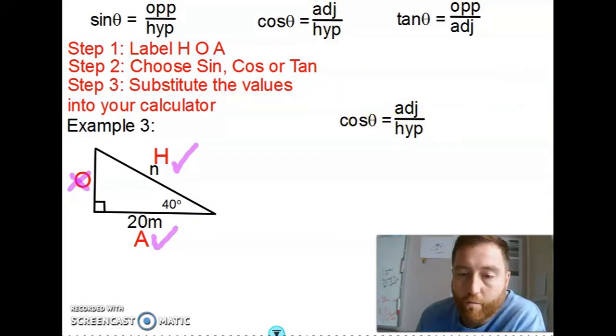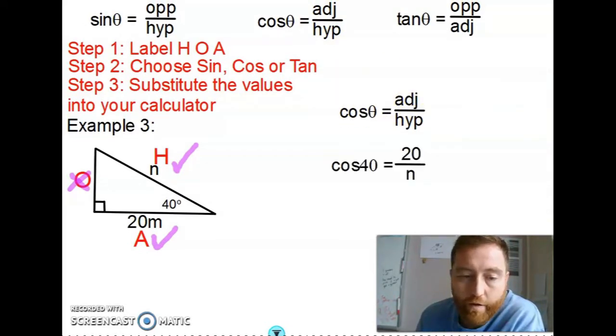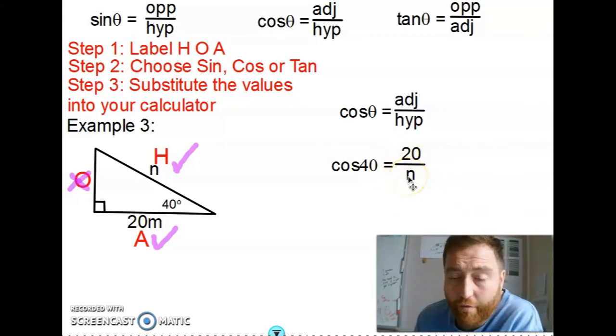So, substitute my values in. And when I substitute the values in, adjacent is 20. Hypotenuse is what we're looking for, that's n. My angle is 40. So I've got this. Now the problem is, I'm looking for n, and it's the denominator. It's on the bottom of a fraction. That means we've got to do a little bit more work.